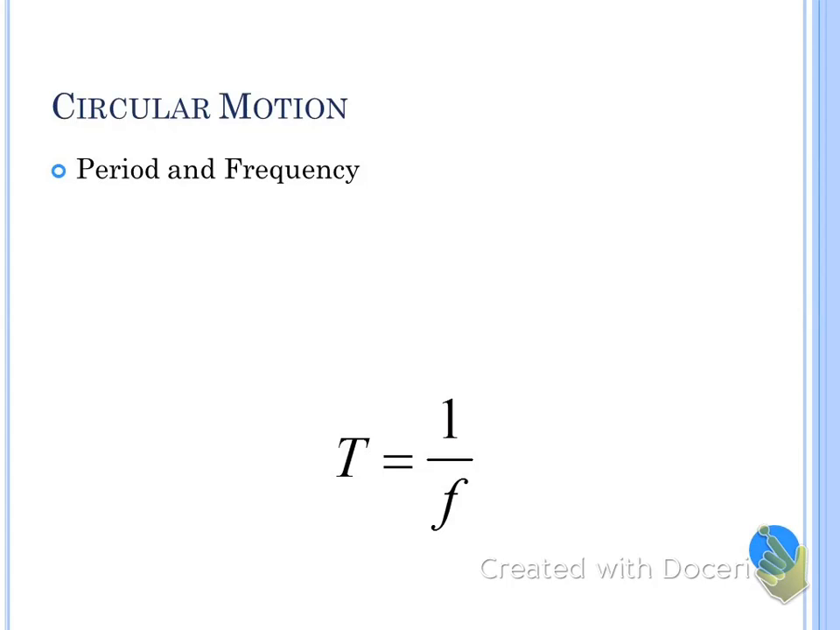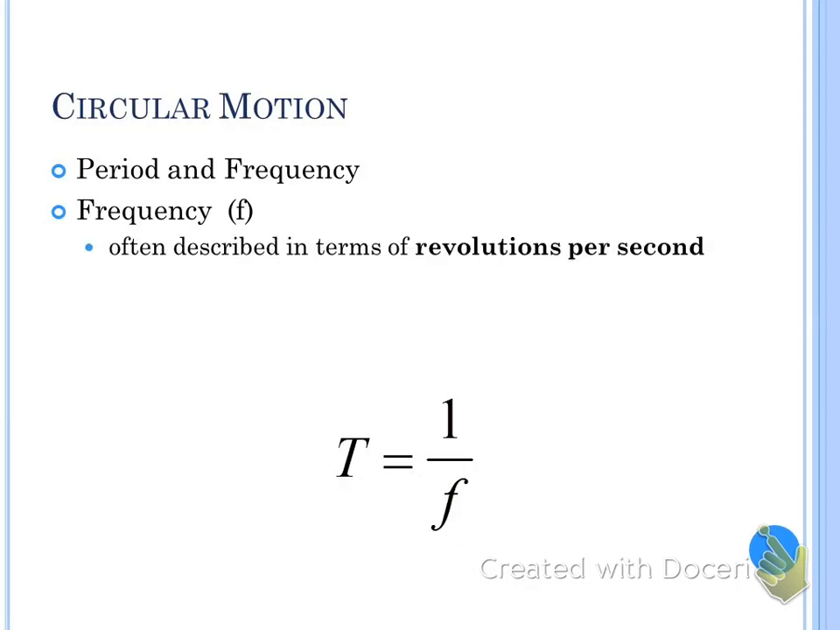Period and frequency. Have we heard those terms before? Okay, hopefully, maybe. All right, period and frequency. Frequency is a little f. It looks something like this. And it's often described in terms of revolutions per second or revolutions per minute, or RPMs. Where do we hear that?